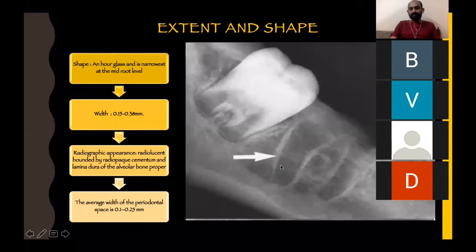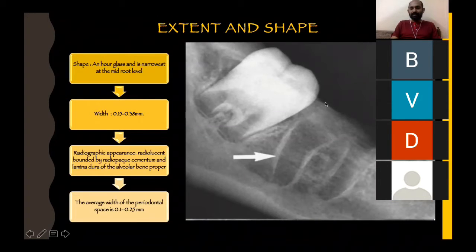Now, what happens when the tooth is removed? When the tooth is removed, this periodontal ligament, which is attaching your root to the alveolar bone, is torn off and is attached to the root, and this is how the extracted socket will appear. And the white line, the dark white line, actually corresponds to the lamina dura. This white line here is actually the lamina dura.